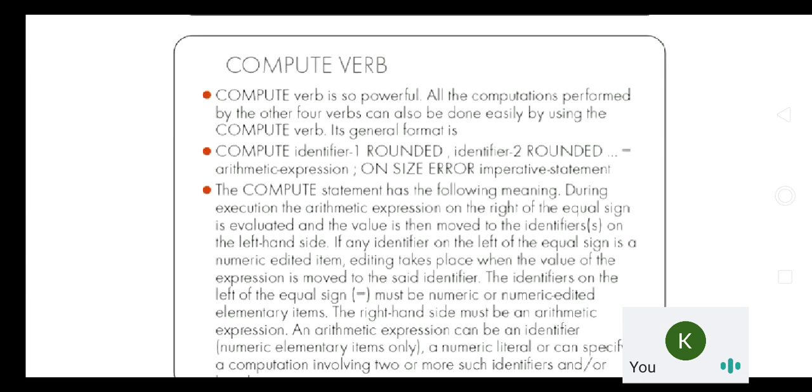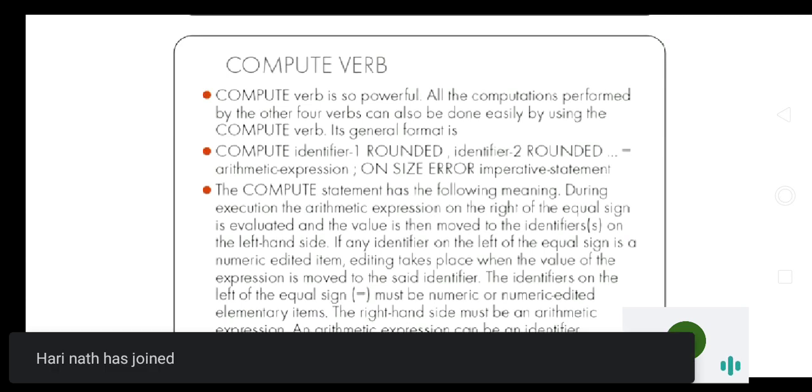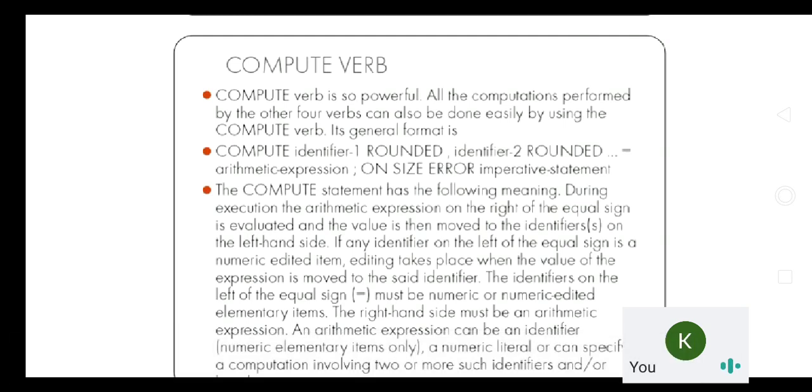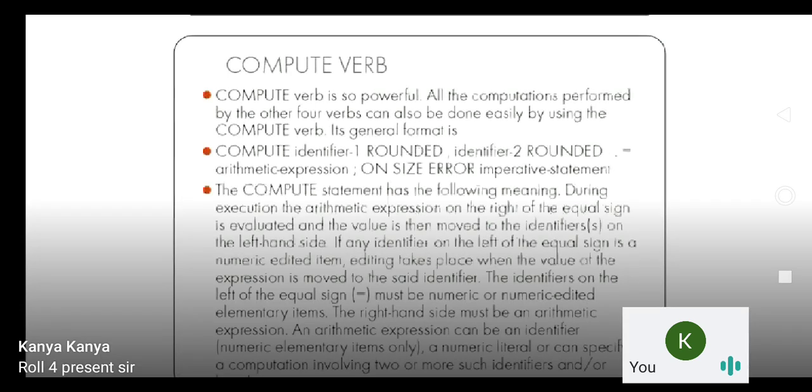We have discussed various examples related to those things. With those examples, you would get a clear idea of how those verbs work. And finally, now we are coming to a new subtopic, which is going to be about the compute verb.